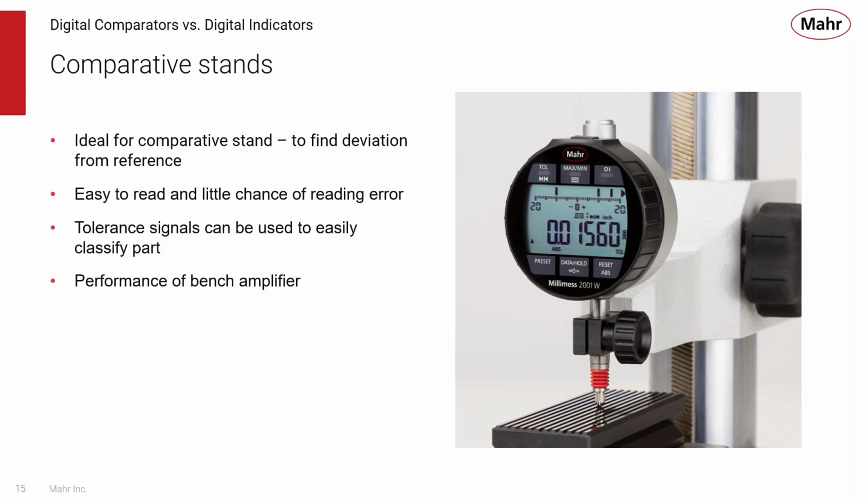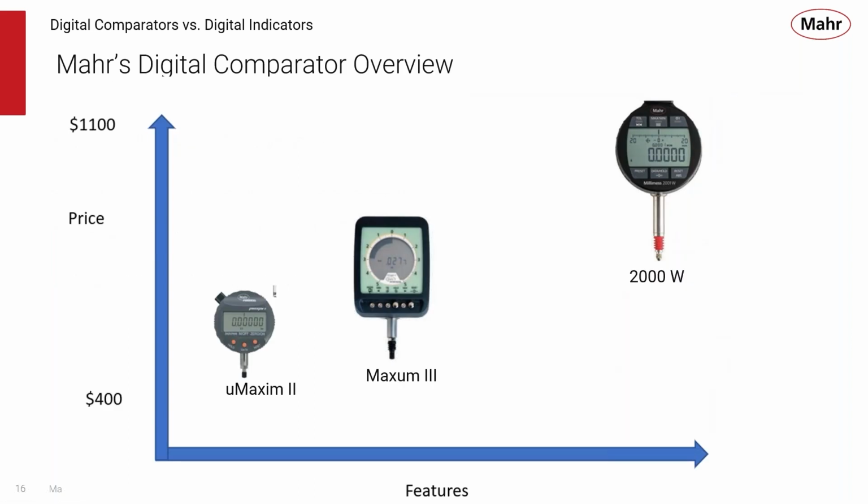When you're talking about the types of comparators that we have on offer from Mahr, we have a couple of different options here. Start out with our Micro Maxim 2. This is going to be on the less expensive end. It's going to be lower in resolution and accuracy than your other offerings. When we step up from that, we get to the Maxim 3, which is going up in price, but has a little bit more features. And then finally, we have the 2000 series and the 2001 series, which are at the top end of the price range, but because of that, pack the most features built into them.